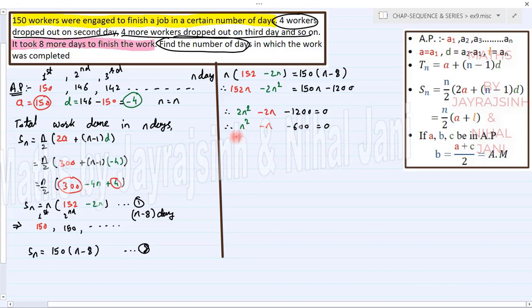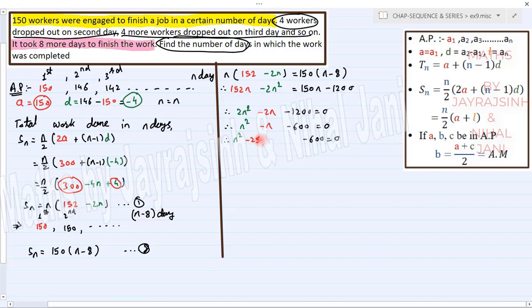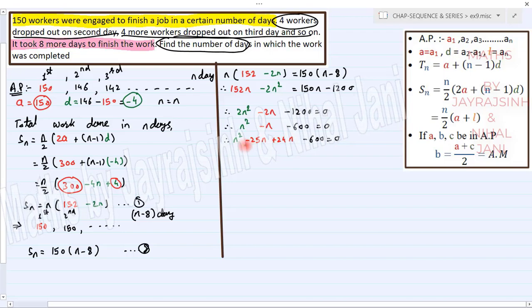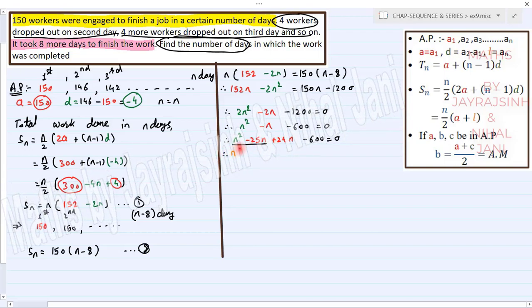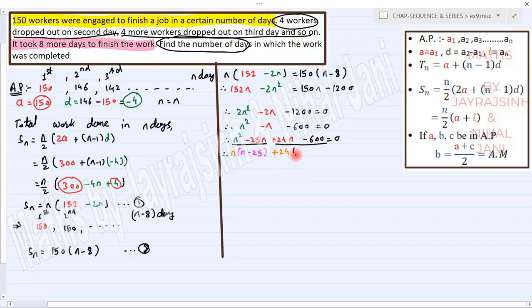Now we just have to factorize. The first term and last term will be as they are, and the middle term will be split as minus 25n plus 24n. From the first two terms we can take n common, and the remaining terms will be n minus 25. From the rest of the two terms we can take 24 common, so the remaining terms will be n minus 25.